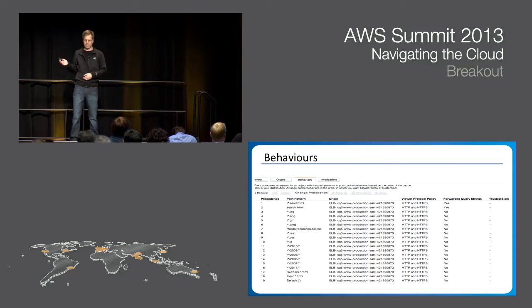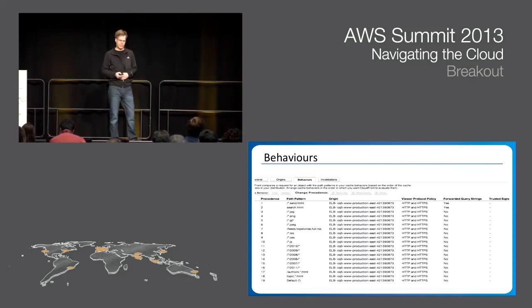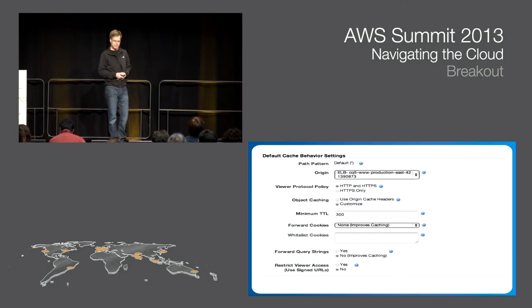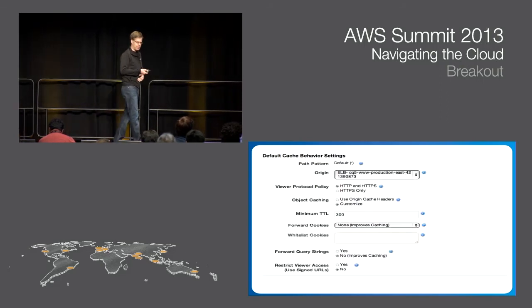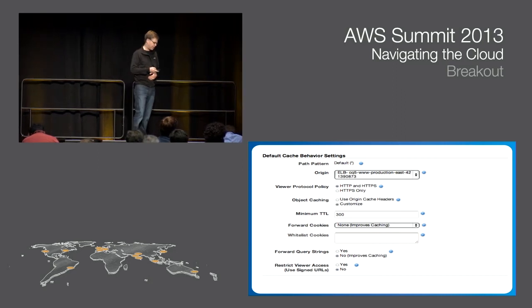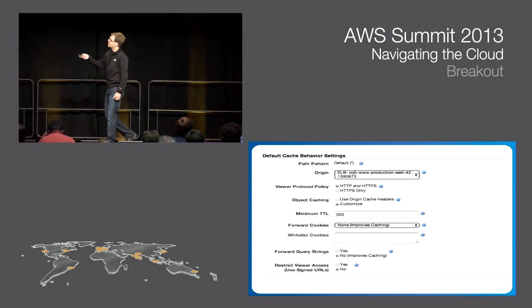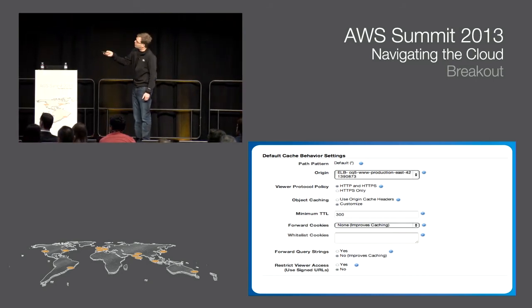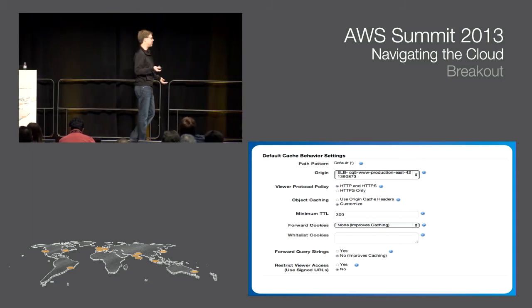So I'll show you a few examples of what some of those behaviors look like. This is the 19th one, the default behavior. What this says is hit that single load balancer we have via either SSL or non-SSL. Cache the content you find for 5 minutes, and a few other settings. So our default caching is for 5 minutes.